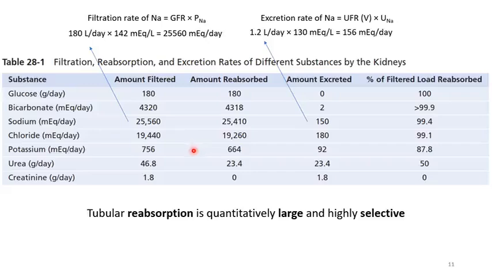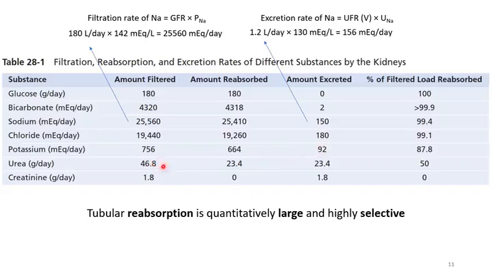For potassium, the amount that is filtered is somewhat lower compared to sodium or chloride, because the level of potassium in plasma is much lower. But again, about 88% of filtered potassium in the renal tubules will be reabsorbed, and just about 12% will be excreted in the urine. We can calculate it by considering the excretion rate and filtration rate.